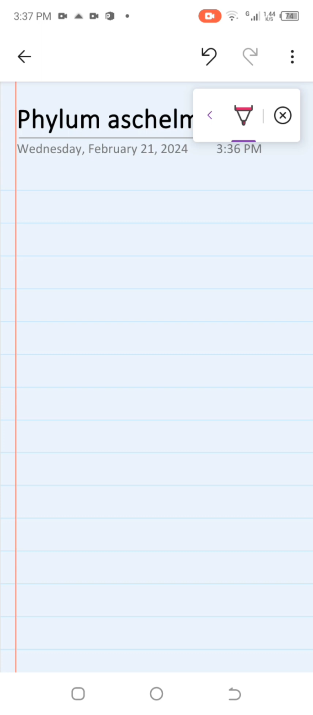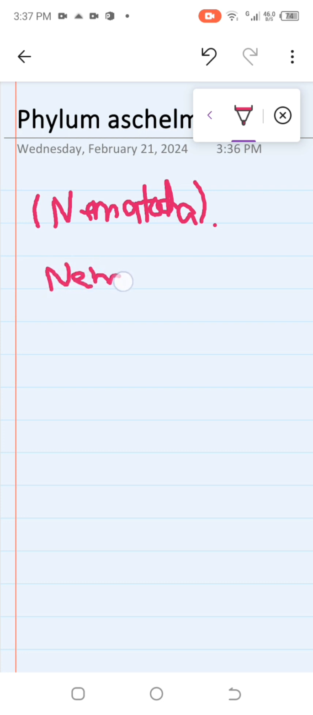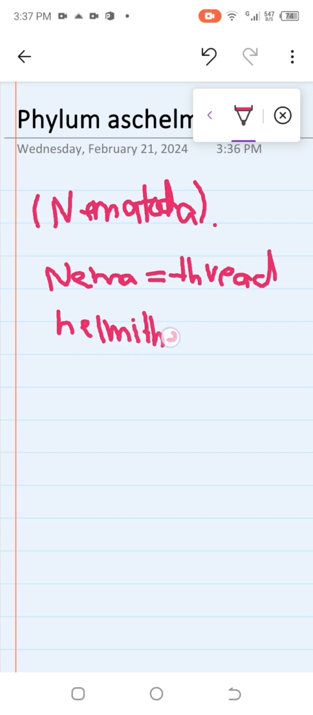Remember, this phylum Aschelminthes is also known as Nematoda, and also as Nematohelminthes. Nema means thread, and helminthes means worm. So they are basically thread worms. That's why they are named as nematodes.